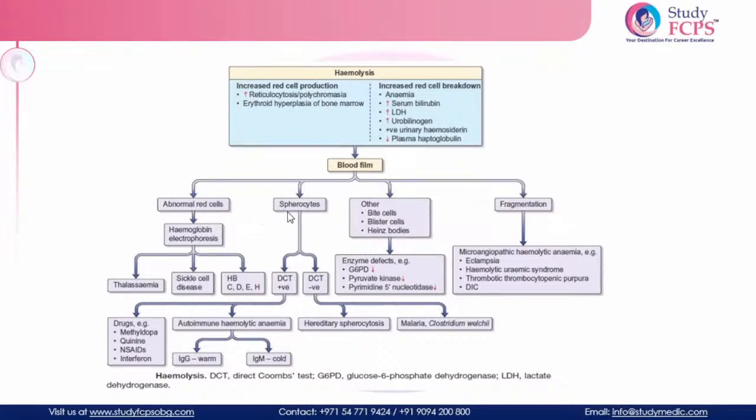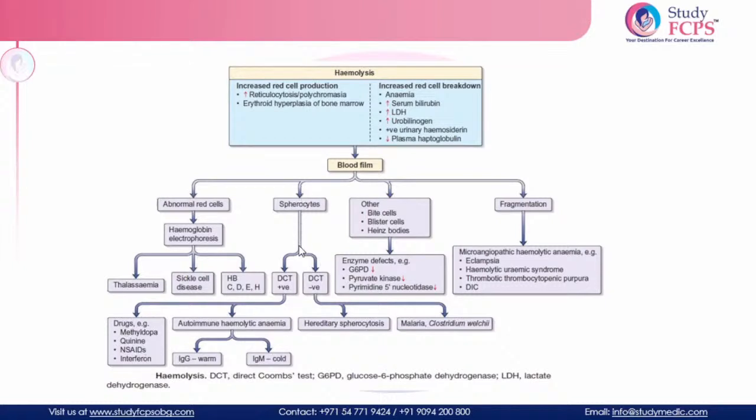And if the blood film shows spherocytes, we perform a further direct Coombs test of the patient. If the direct Coombs test is positive, then it means that it is autoimmune hemolytic anemia, either IgG warm antibody autoimmune hemolytic anemia, or cold antibody autoimmune hemolytic anemia. There can be another cause of a positive direct Coombs test, that is different drugs: methyldopa, quinine, NSAIDs, or interferons, that we will identify from the history of the patient.